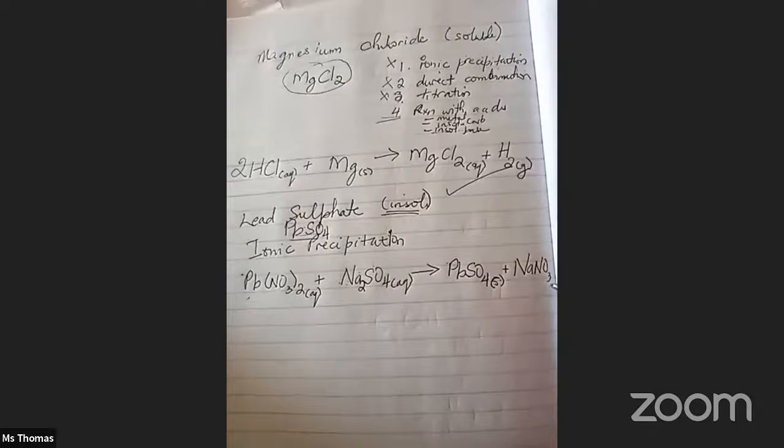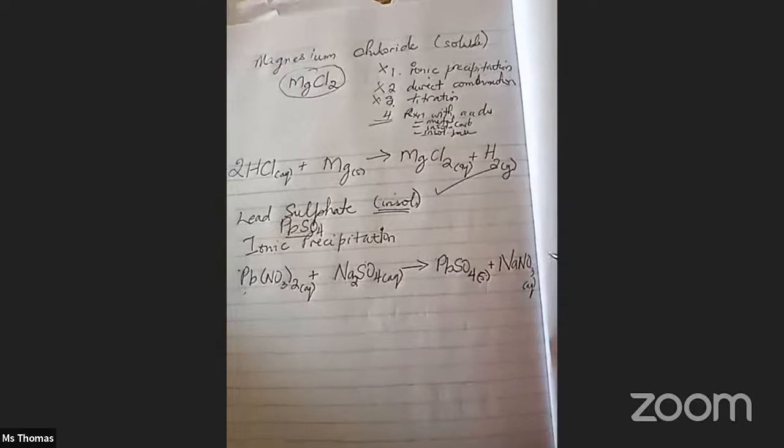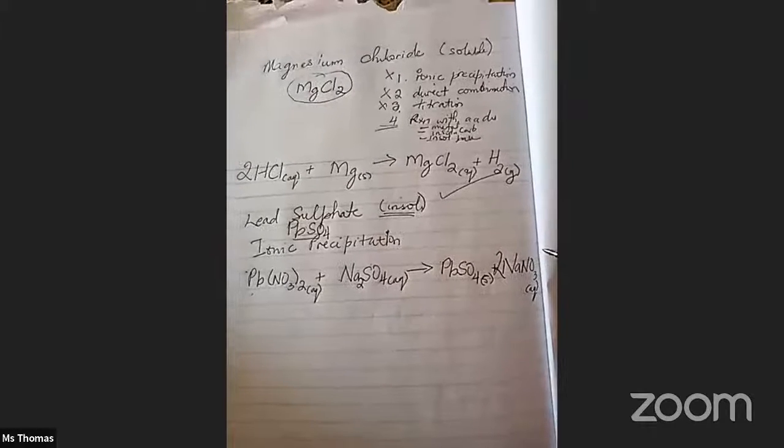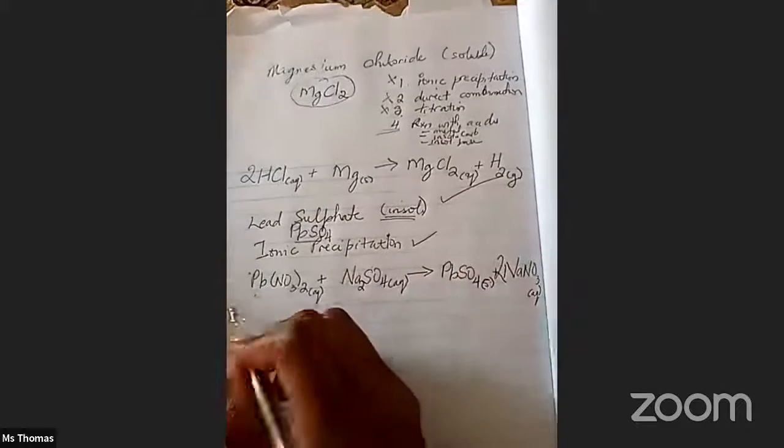Sodium nitrate. Is it balanced? No, miss, it's not balanced. What do I need to do? Put a 2 in front of the sodium nitrate. Very good. And now it's balanced. So I'm using ionic precipitation, and this is the balanced equation for it.